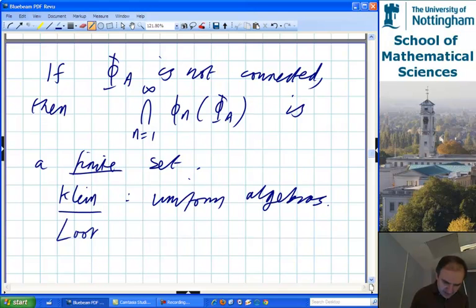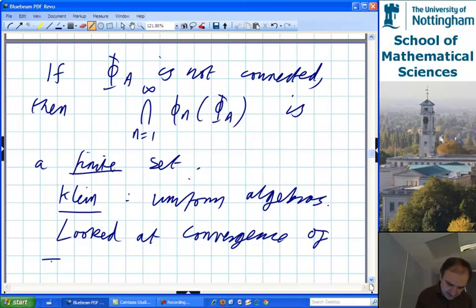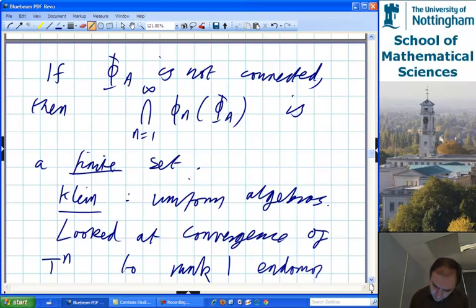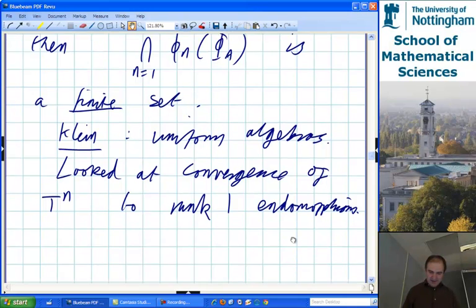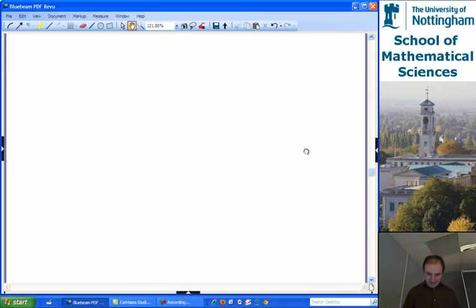So he looked at the convergence of T to the n to a rank 1 endomorphism, which wasn't there in the Kamowitz paper, and got some very nice, neat proofs that only work in the uniform algebra setting. As far as I can tell, most of them don't go through. No, let's move on because it's taken me longer than I thought.